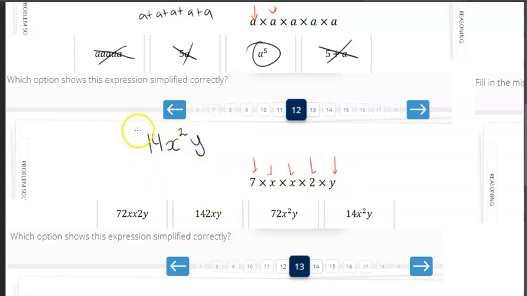And so here is our simplified version. Can't be this one, can't be this one, can't be this one. 14x squared y is our answer here.